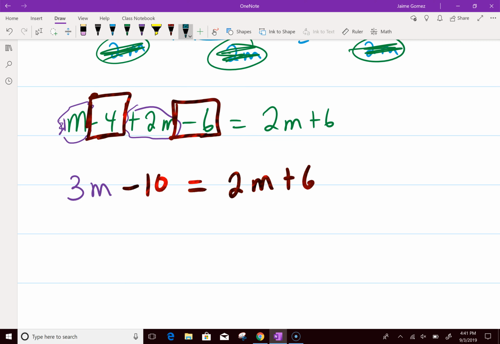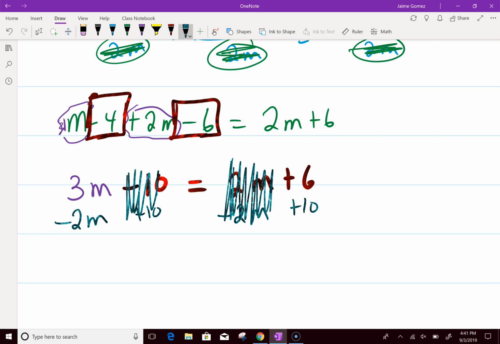So I'm going to move all the letters to the left because that's what I want to do here. So I'm going to subtract 2m, subtract 2m. So now, no more letters here. So all my letters are on the left. So that means I need to move all the numbers to the right. So I'm going to add 10 because I don't want them here.